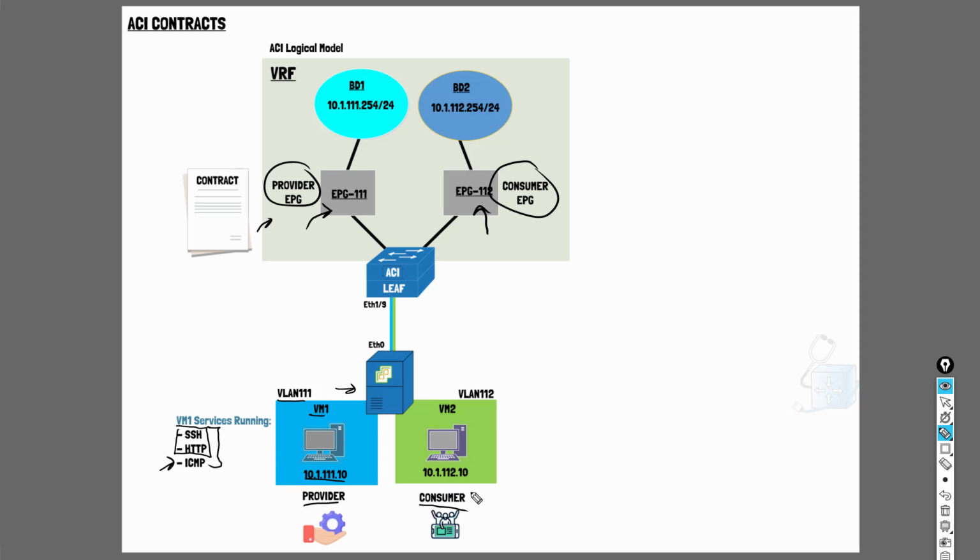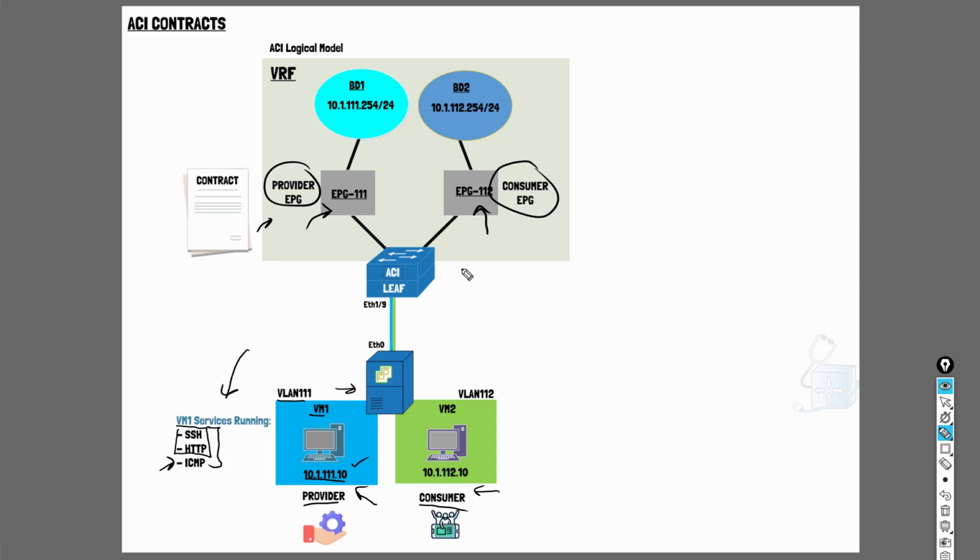So you could consider this as the client, and you could consider this as the server, or you could consider this as a source and this as the destination. But Cisco ACI doesn't actually use those terms. They use provider and consumer. Pretty simple, pretty neat concept. So we will have to apply the contract between them in order for this communication that we want to work.